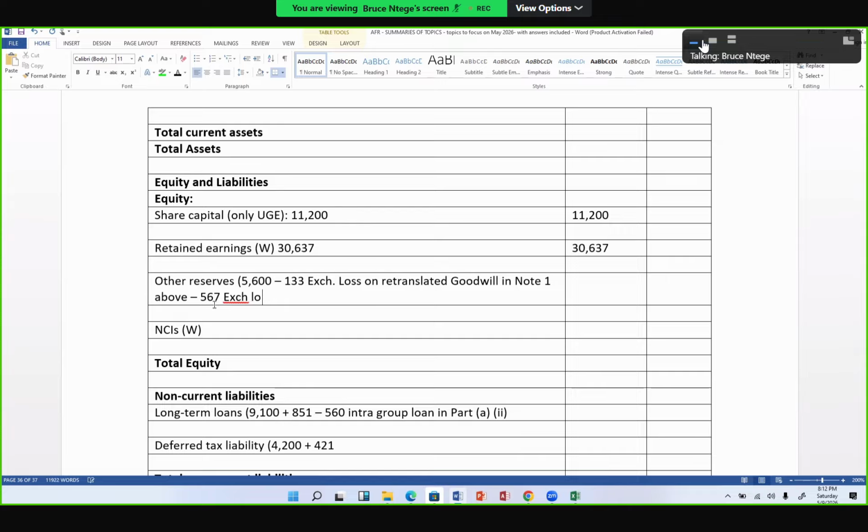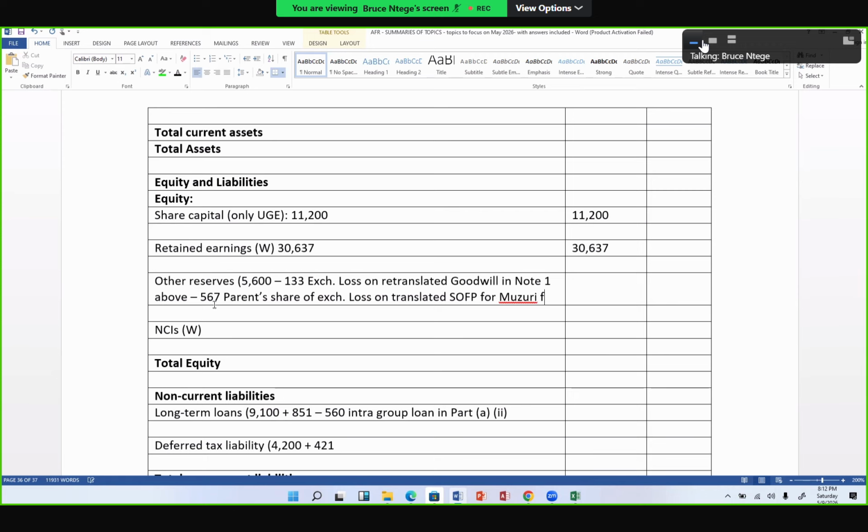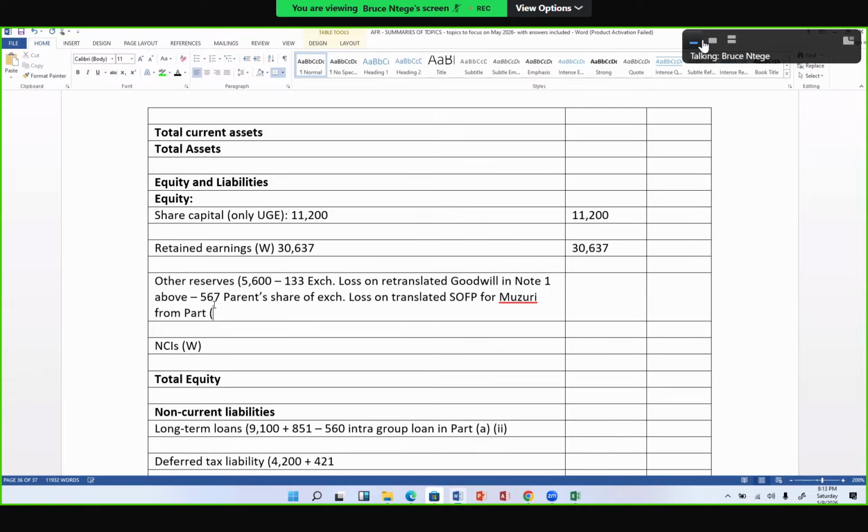We can say parent's share of the exchange loss on translated statement of financial position for Mzulu. And this came from part B above. So we're finishing that part B, so that we've picked it like we've done for part A1 and part A2, and also note 1 and note 4. We also needed to pick the implications from that part B. Okay, so I've picked it now.